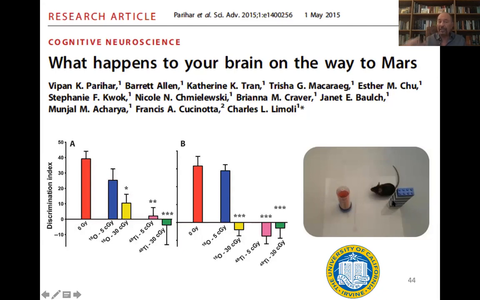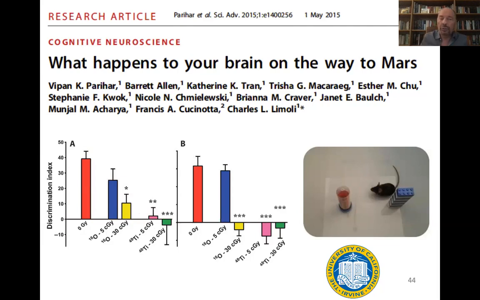Now, if you irradiate, you see that at zero gray, there is 40% of animals able to discriminate. But then if you increase the dose, you see that this discrimination index decreases and becomes even negative. So they discriminate in the opposite way. With relatively low dose, you see only 5 centigray or 30 centigray of very heavy ions like titanium. This is with oxygen. So low dose in the order of centigray induces a strong cognitive effect.